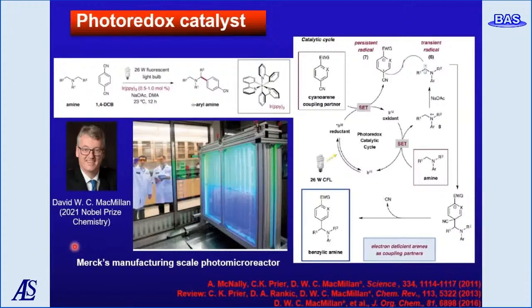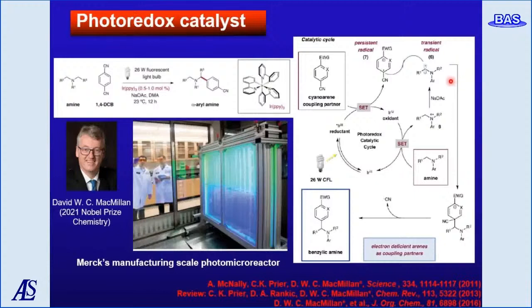The photoredox cycle is shown in this scheme. In the proposed mechanism, initial reduction of cyanobenzene by excited state Ir(ppy)3 generated radical anion 7 and the Ir(IV) state. The Ir(IV) species can readily oxidize an alkyl amine, and the resulting radical cation can then be deprotonated to generate the alpha-amino radical 6.